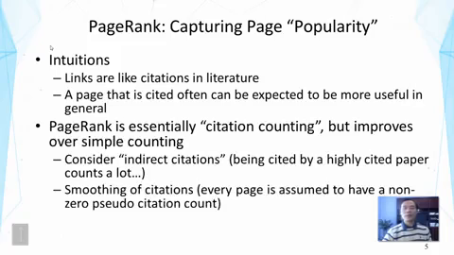The other idea is it's going to smooth the citations, or assume that basically every page is having a non-zero pseudo citation count. Essentially, you're trying to imagine there are many virtual links that would link all the pages together, so that you actually get pseudo citations from everyone. The reason why they want to do that is this would allow them to solve the problem elegantly with linear algebra technique.